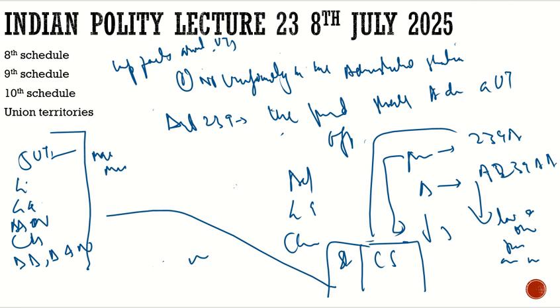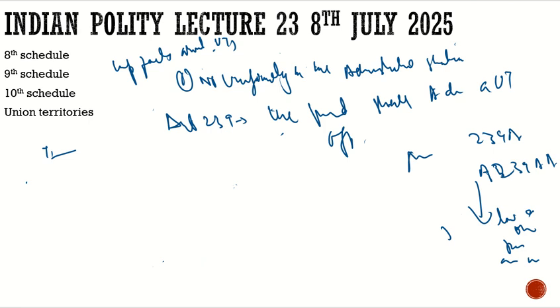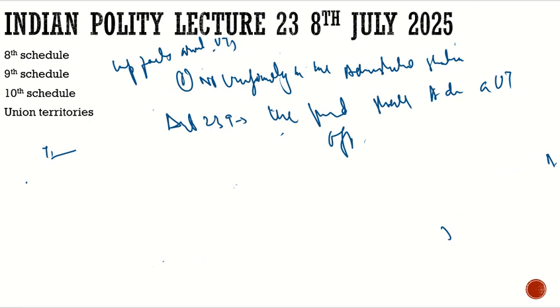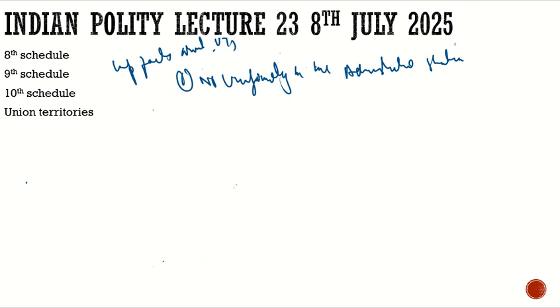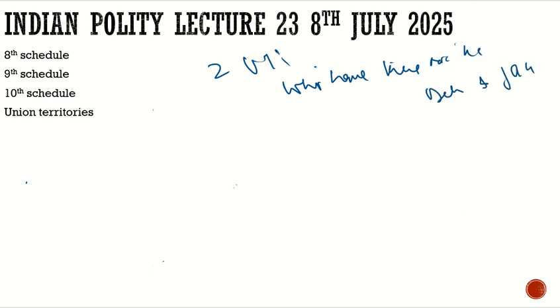Now, what about the judicial structure in these particular UTs? For the judiciary, only 2 UTs have their own high courts. Delhi and Jammu and Kashmir have their own high courts, and the rest of the UTs don't. They come under the high court of the nearby state. So please understand that only 2 UTs have their own high court: Delhi and J&K. Others come under the jurisdiction of other high courts.